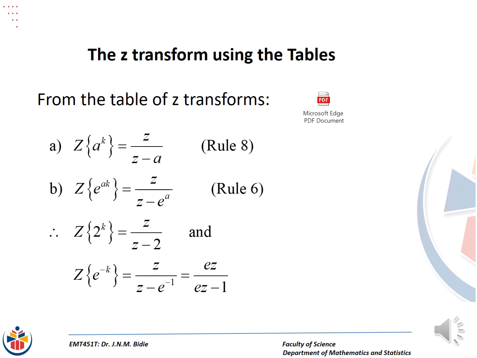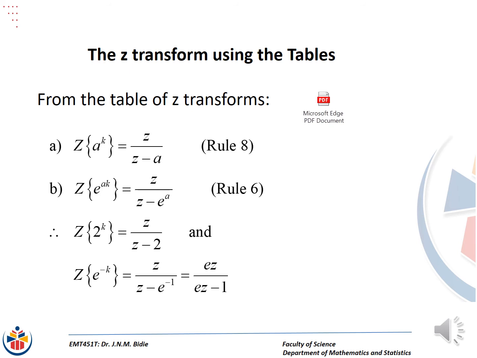Now, using tables, according to rule 8, we have the Z transform of a to the power k equal to Z over Z minus a. So if the value of a is 2, then we have Z over Z minus 2, which we have already proven. That means if here we have 3 to the power k, we'll have Z over Z minus 3.